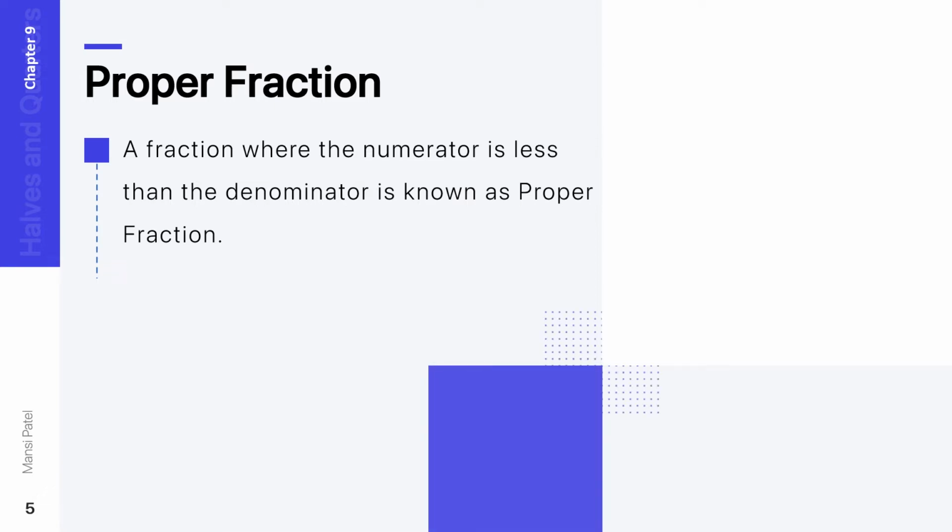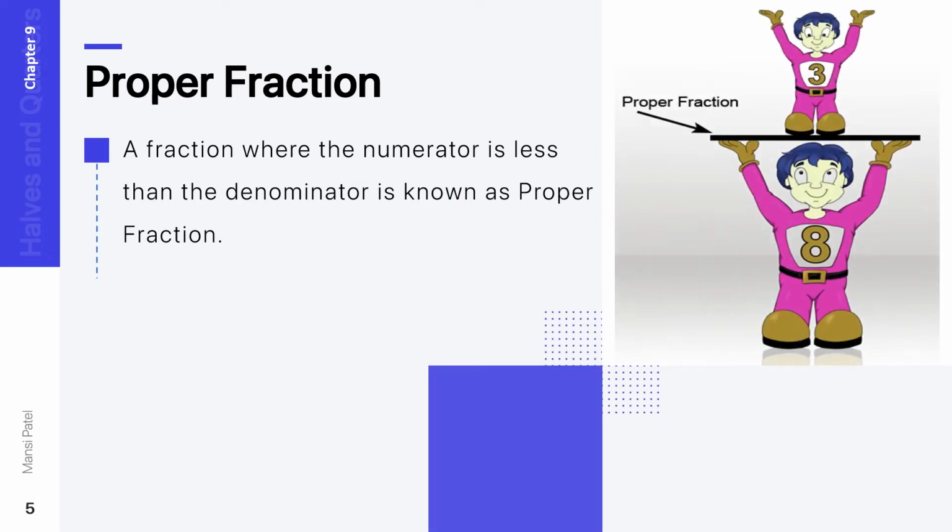So we can say that the numerator is less. See here, your example is 3 upon 8. Now 3 is considered as the numerator and 8 is considered as the denominator. So here you can see that in a proper fraction, always your numerator is less than the denominator.